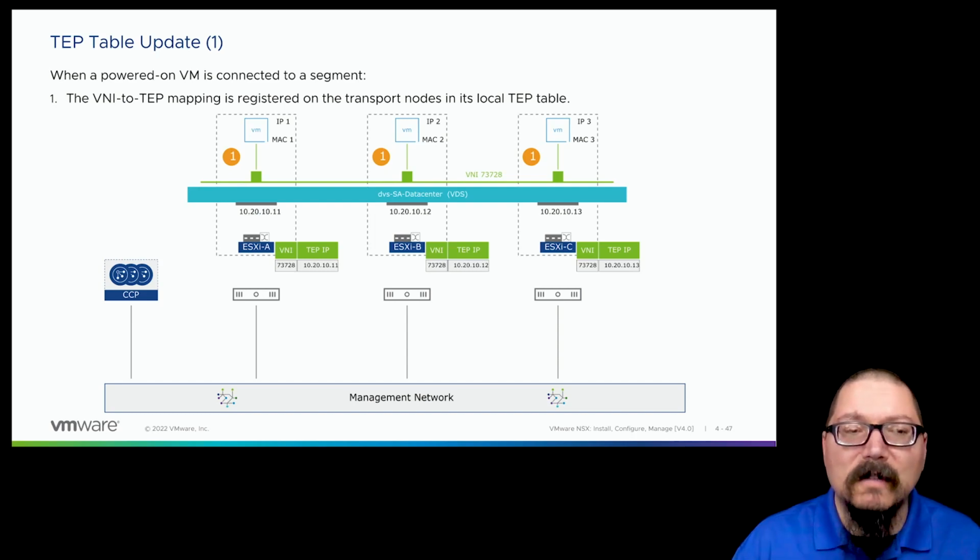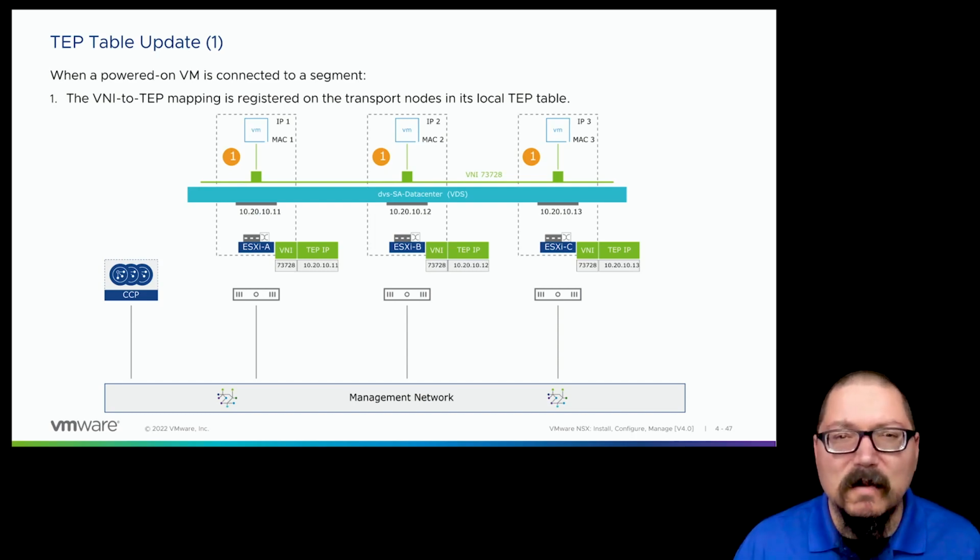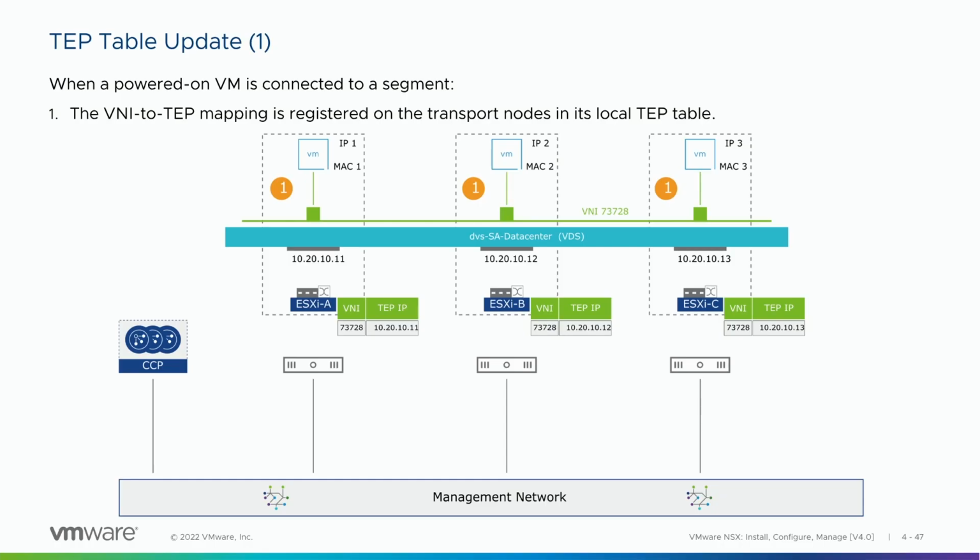But when I power on a virtual machine, so here we've got VMs 1, 2, and 3. We've powered these virtual machines on. We turned them right on. Now I have a workload on VNI 73728. All three of these transport nodes perk up and they start to build out a tunnel endpoint table for that specific VNI, for VNI 73728. And they're going to program in, they're going to say, you know what? I have a workload on VNI 73728.